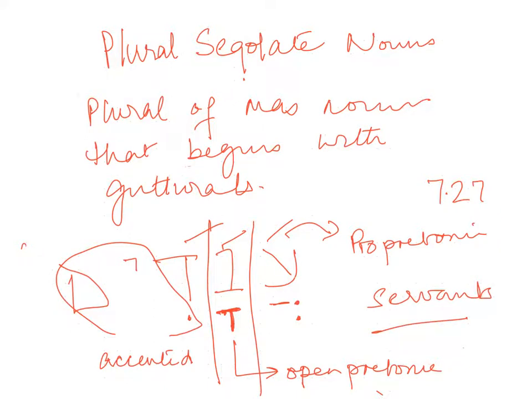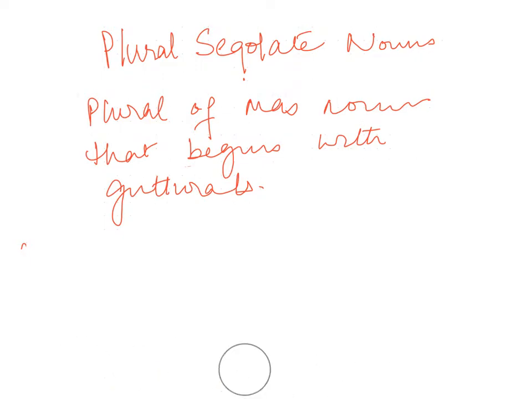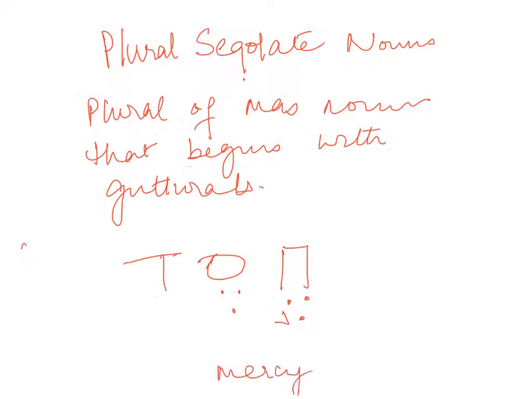Let me look at another word, but take a minute to observe this while I prepare for the next word. The next word is chesed, a very popular word in the Old Testament. Chesed, mercy, is a segolate noun, accented on the first syllable. I want to say mercies.